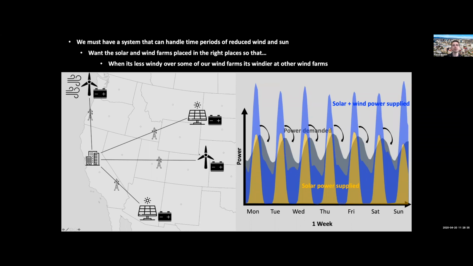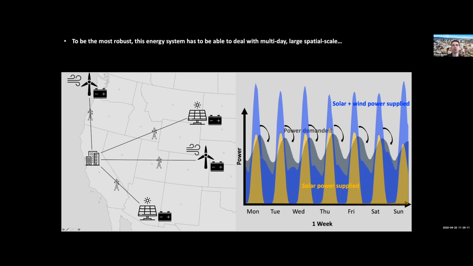Because if there is, then you would have all of your wind disappear at the same time and you'd be in big trouble. So you need it to be such that when it's not very windy here, it's windy here, or vice versa. And so then you can maintain your total amount of wind power. And same thing with the sun, right? If it's cloudy over this solar panel, then you want it to be extra sunny over this solar panel. And then you will maintain your total amounts of solar power generated.